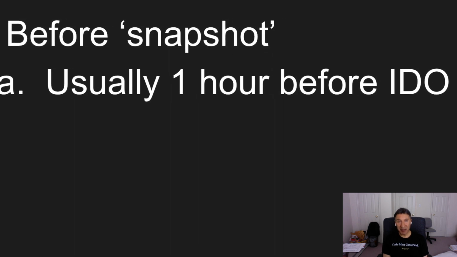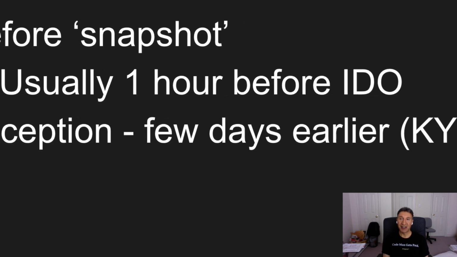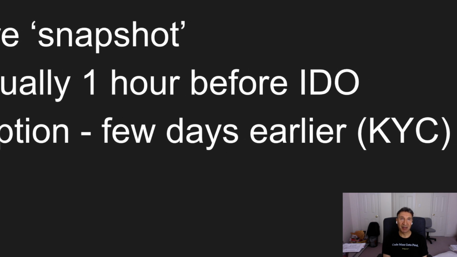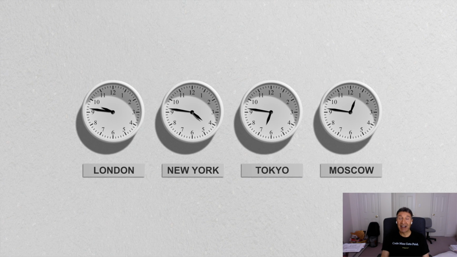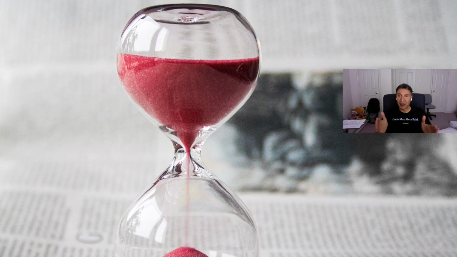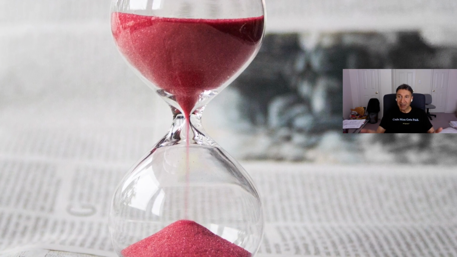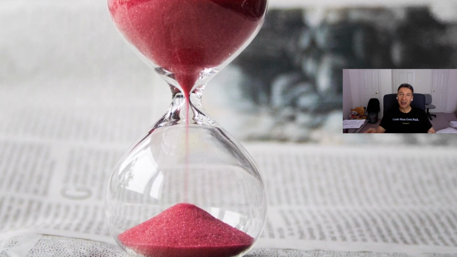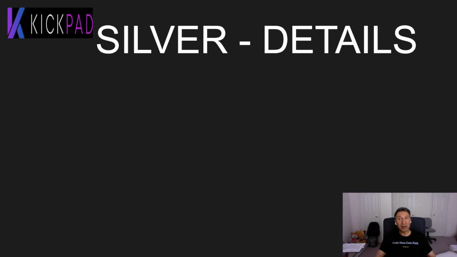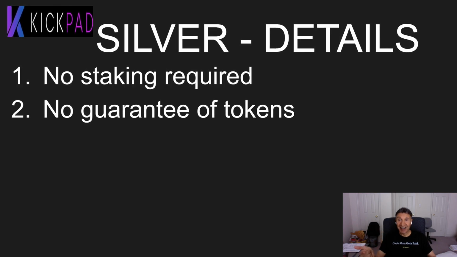Now, there are exceptions to this. It could be up to a few days earlier if the project is involved with some level of KYC. After that, you just wait till the date and time. The time of the IDO, you'll have probably around 1 hour to buy or claim your allocation using BNB from the Binance Smart Chain.